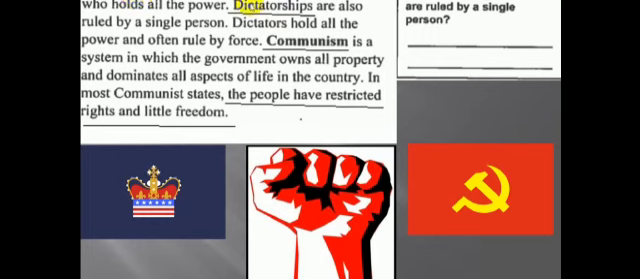But a dictator is not a king, and he is not a son or a daughter of a king. He is a normal person, but he is too strong, or he has a very strong army, and he rules by force. The last one is communism. Communism is a system in which the government owns all property and dominates all aspects of life. And unlike democracy, the people have restricted rights and little freedom.